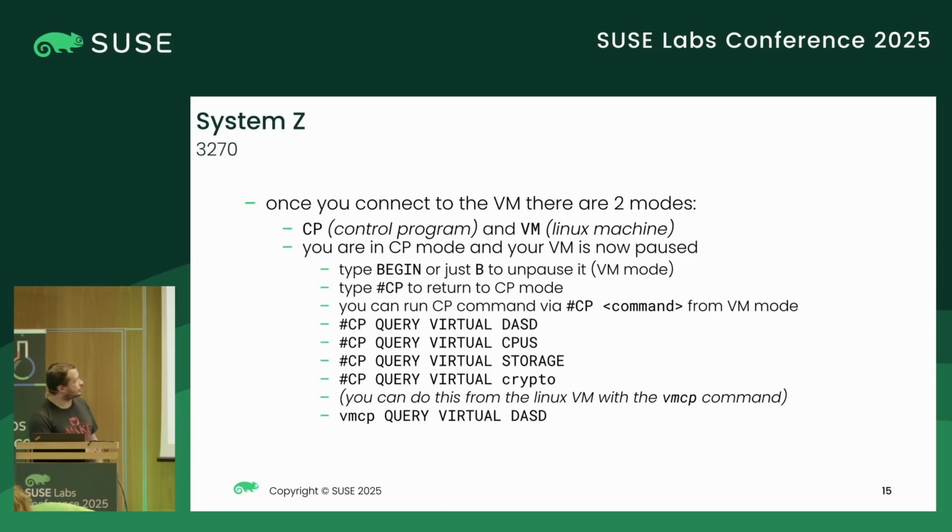Basically, if you are in CP mode, you can just type query virtual DASD, for example. If you are in VM mode and you want to temporarily do this, you need to prefix it with #CP. You can switch easily between the two modes. If you are in CP mode and want to go to VM mode, you type begin, or just B. And if you want to go back, you type just #CP, enter. Then you can switch between the two modes.